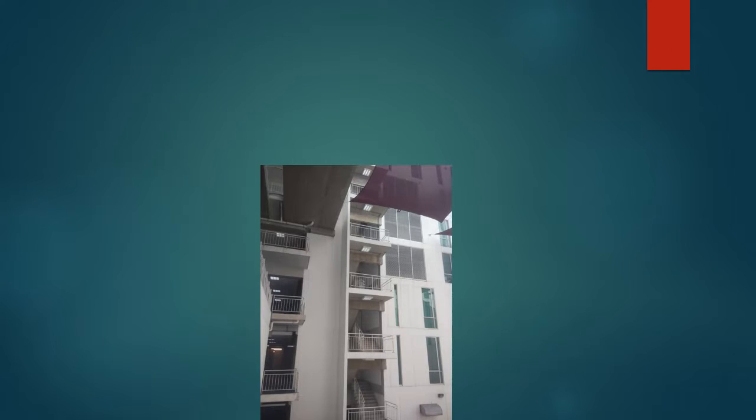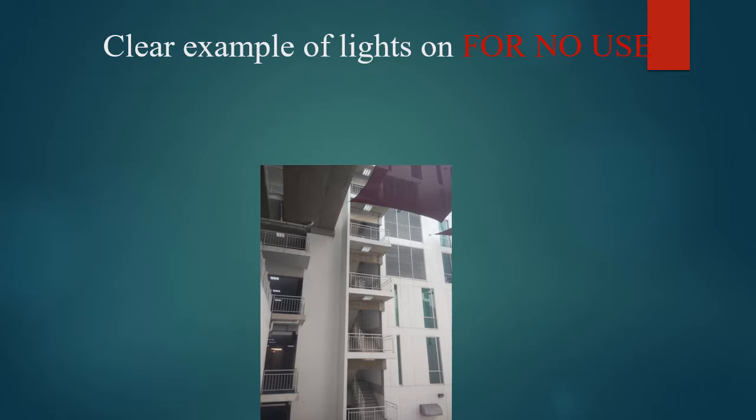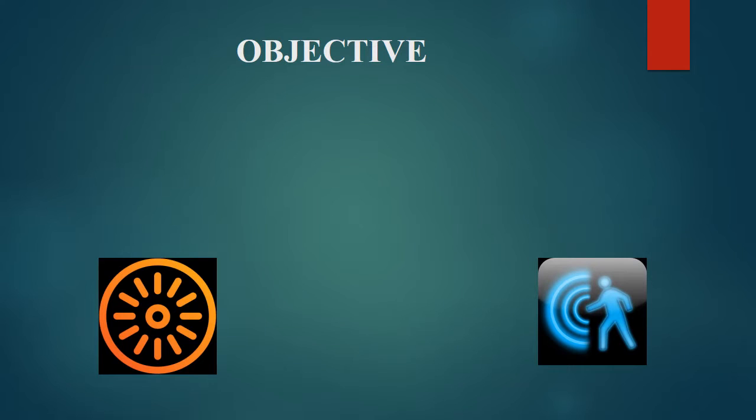Now for example, let's look at this picture. You can see the lights being turned on in the corridors although there's no one there. So it's safe to say that the lights are turned on absolutely for no use at all.